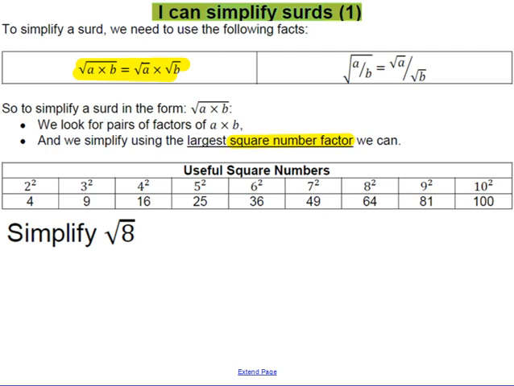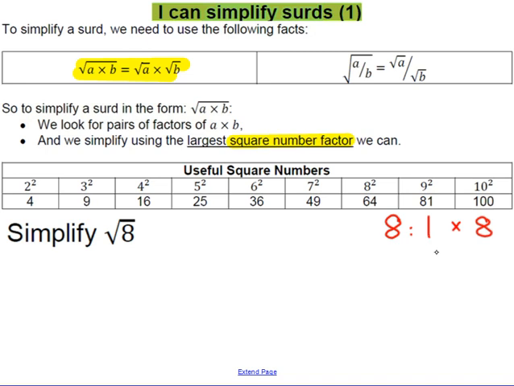So to begin with, I'm going to look at this example of the square root of 8, and I'm asked to simplify that. So I am going to look for pairs of factors that give me a times b, where a times b is 8. So I'm looking for a number a and a number b that multiply together to give me 8. It's usually helpful to write this off to one side. So I want to look for the factor pairs that give 8. And I'm going to go through these quite methodically. I'm going to start with 1 times 8. That will always be a factor.